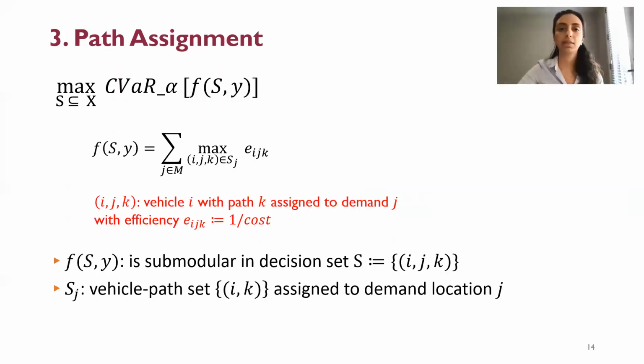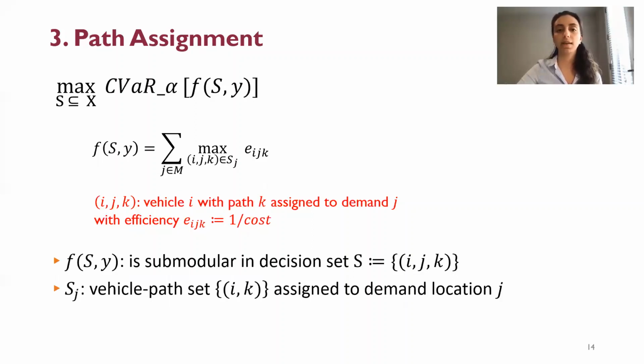We optimize the CVaR of the stochastic utility to generate the risk-aware path assignment. The utility function here measures the sum of the reciprocal costs at all demand locations. We assume that at each demand location, only the vehicle with the maximum reciprocal cost is going to be selected. In other words, the vehicle that arrives first. This is based on a first-to-come, first-to-serve principle.